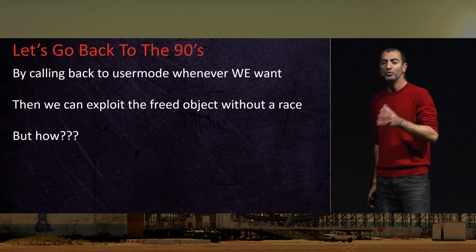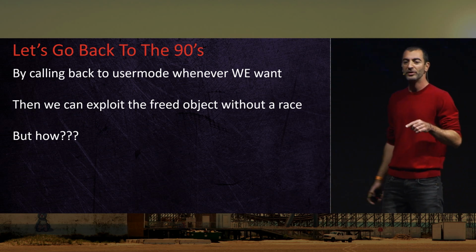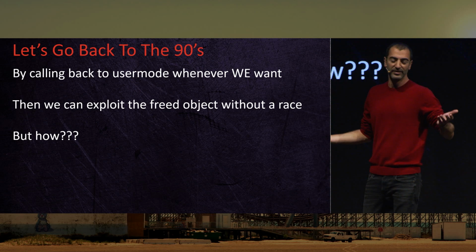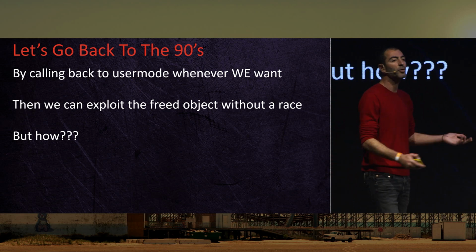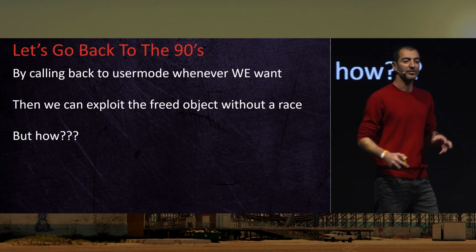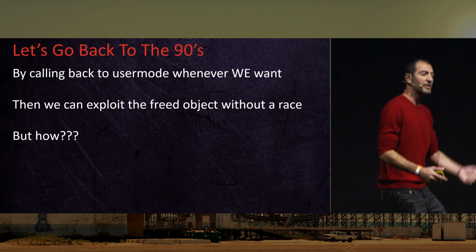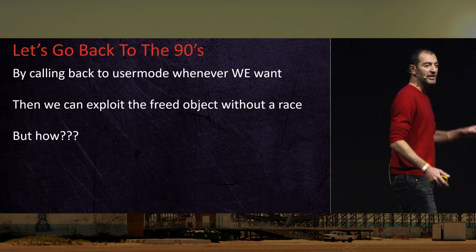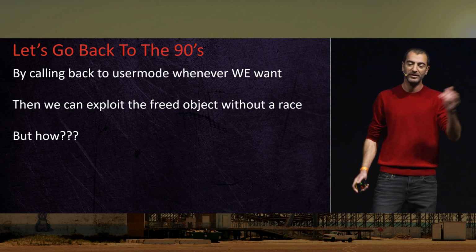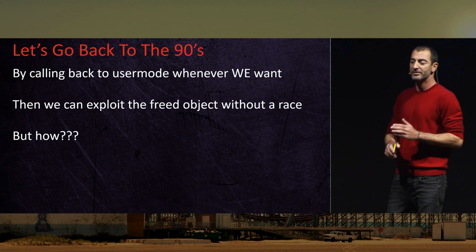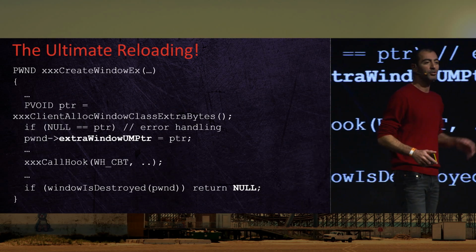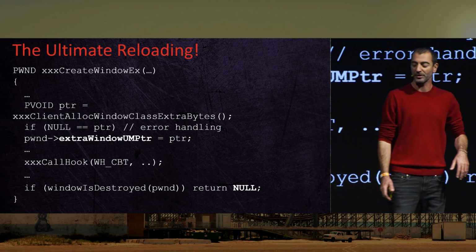asking myself, how do I get back to user mode exactly at the thread unlock? Because if I manage to do that, then it's like a synchronous exploitation. There is no race, and everything is easy. So imagine at the thread unlock, it goes back to user mode. I can do pretty much whatever I want from there, catch the blocks. I have tons of time until I get back to kernel. Everything is deterministic, piece of cake. Okay, so that's what I call the ultimate reloading.